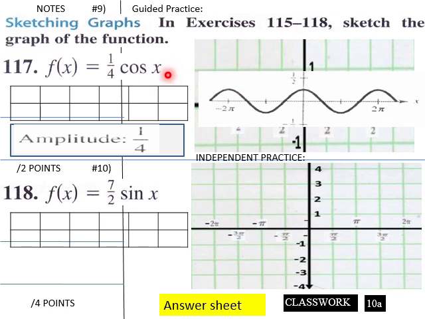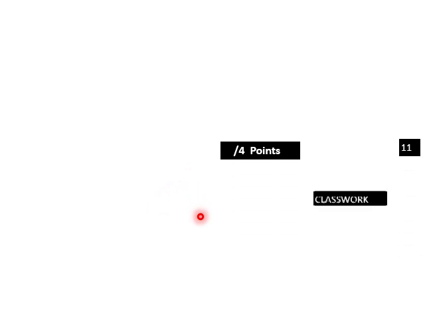The way that you figure your period is 1 over 2 pi is what it would be. So that would be your period of that function there. Down here, well, I'll let you do that.